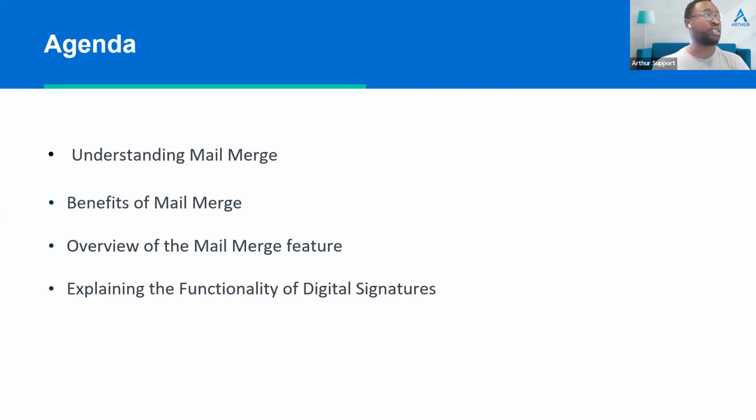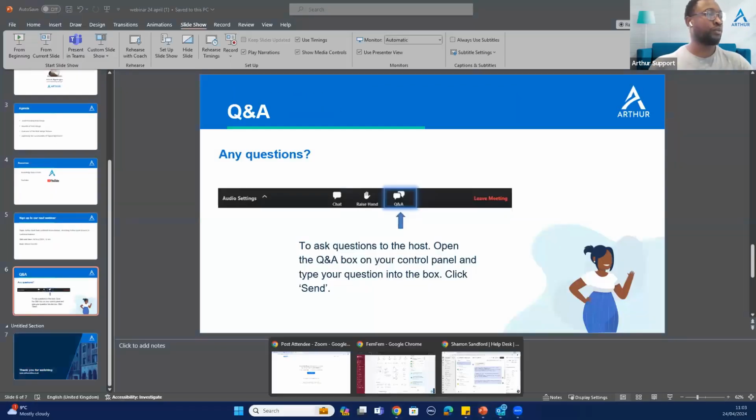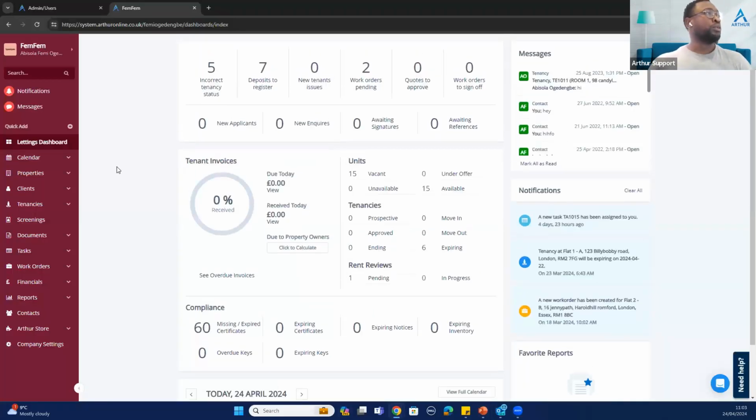We're going to discuss the benefits of mail merges, and then we're going to have an overview of the mail merge feature. And then lastly, we're going to explain the functionality of digital signatures. So to begin with understanding mail merge, I will log on to my test account, which I will use to demonstrate how the mail merge function works. This is my test account which I use to conduct and run all my tests on the system.